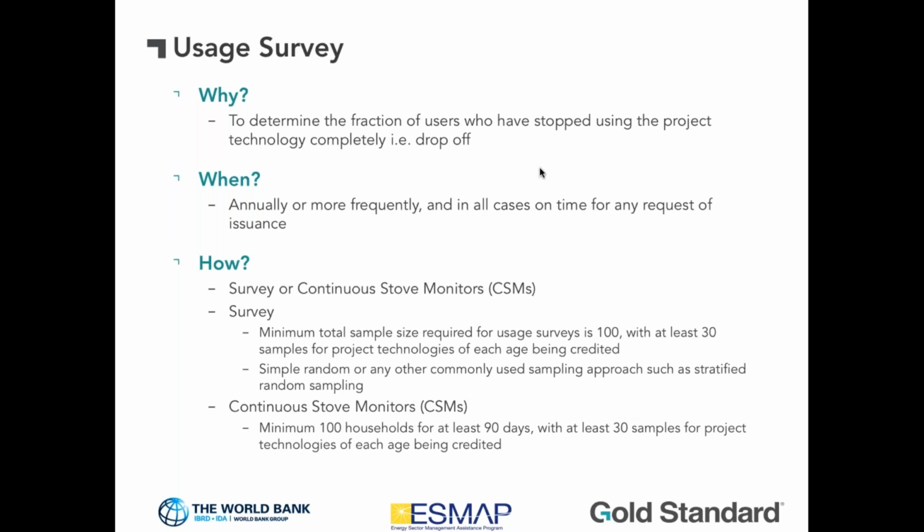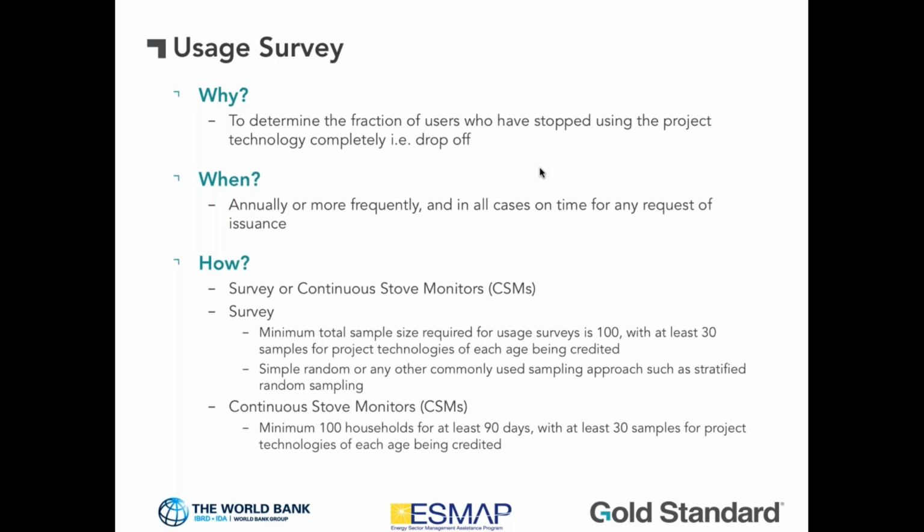The methodology allows project developers to use surveys or use continuous store monitors or stove usage monitors. In case a survey is conducted, then a minimum total sample size for the survey should be 100, with at least 30 samples for project technologies of each age being included in the final list of samples. The approach which can be used for sampling could be simple random or stratified random sampling, and there are some other approaches which are mentioned in the methodology.